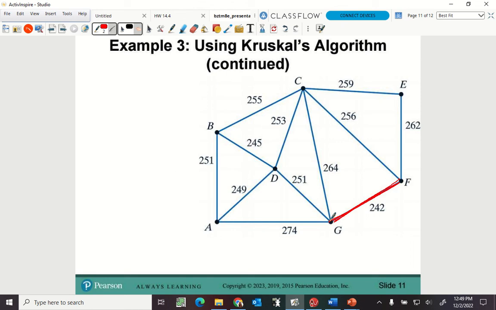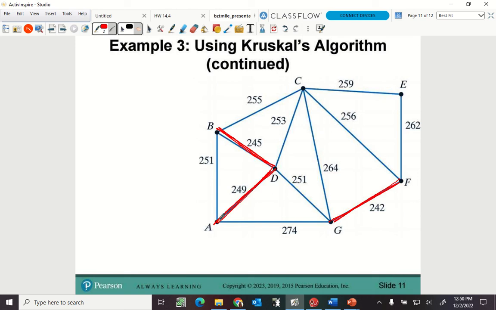Next one. What's the next smallest number? 245. Okay. D to D. There we go. So I'm using that one. 249. 249 is the next one? A to D. Okay. 249. There we go. All right. And keep moving on up.